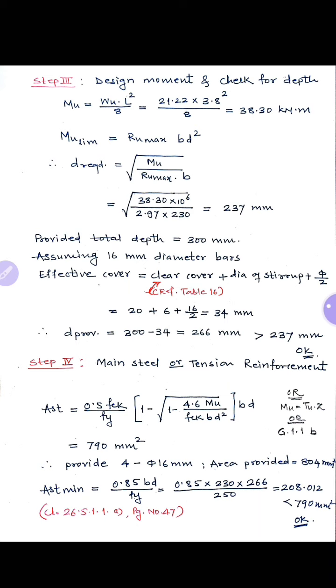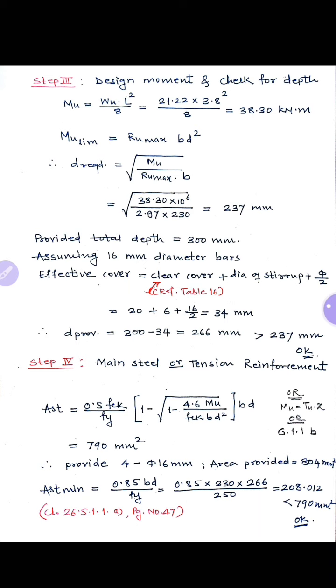If the reverse were the case, that is, if the Ast which we have calculated is less than minimum Ast, then we have to provide at least this minimum Ast. Here in this case, we are getting Ast more than minimum Ast, so provide this 790 mm square. Now we have already identified the diameter of bar. For 16 mm diameter bar, for 790 mm square, we require 4 bars, and the area provided for 4 bars of 16 mm diameter is 804 mm square. Herein we have finished with our design for flexure.